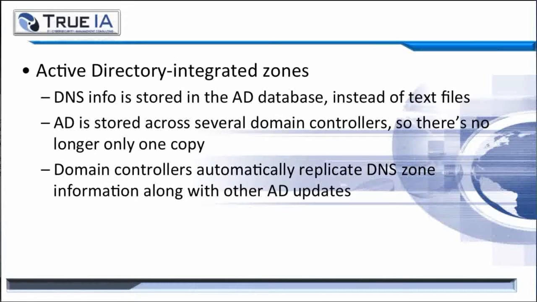So, a little more about Active Directory. You'll have another zone to think about, as I indicated, which is the integrated zones. You see, DNS information is stored in the Active Directory database instead of text files. So Active Directory is stored across several domain controllers, so there's no longer only one copy. This is for fault tolerance and redundancy. The domain controllers automatically replicate each DNS zone information along with other AD updates that might need to happen.